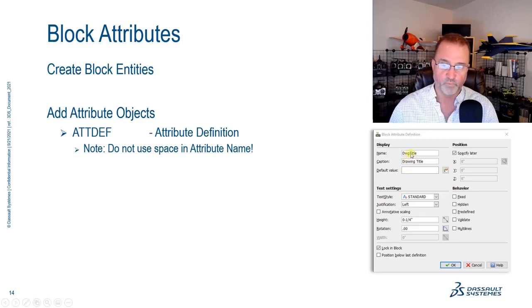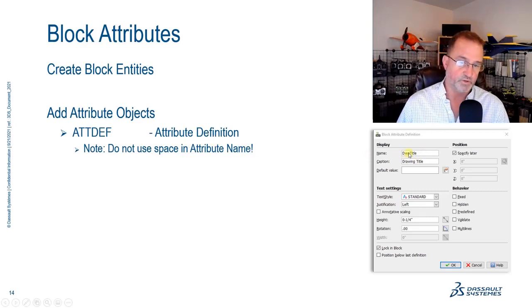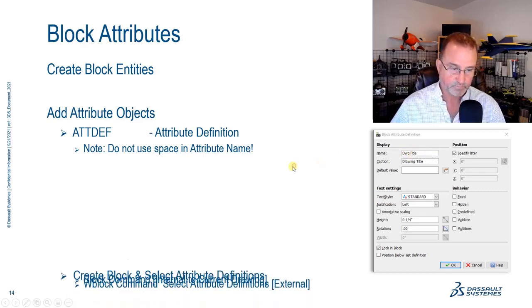Now, the one thing I do want to point out is you do not ever want to use spaces in the name. This will cause you all kinds of problems later if you try to do any kind of extraction. And so be very, very careful about the attribute definition, the name of the attribute. Whatever you call that, don't put spaces or any special characters in there. You could use a hyphen or an underscore, I think, but for the most part, I would try to keep it as clean and short as possible without using spaces.